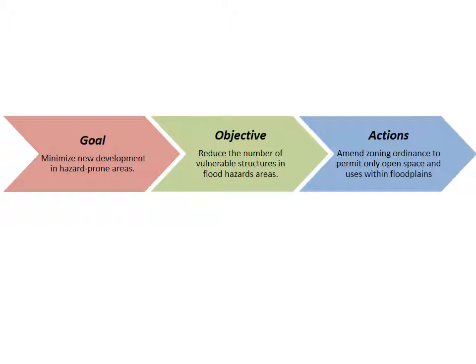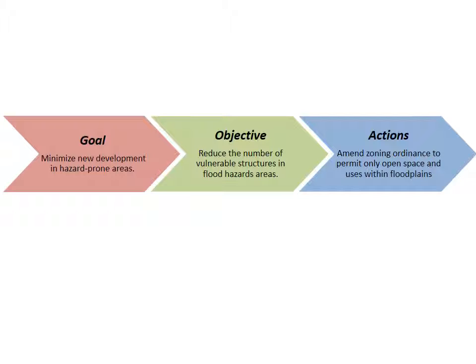And here's an example of how you would use goals and objectives when determining how to mitigate a particular hazard in your community. The goal here is to minimize new development in hazard-prone areas. The objective, again, getting more specific, would be to reduce the number of vulnerable structures in the flood hazard areas. And how would we do that? We would do that by amending zoning ordinances to permit only open space and uses within the floodplains. As you can see, that's passive mitigation, where we move away from the hazard, and that way we're not impacted or touched by the hazard.